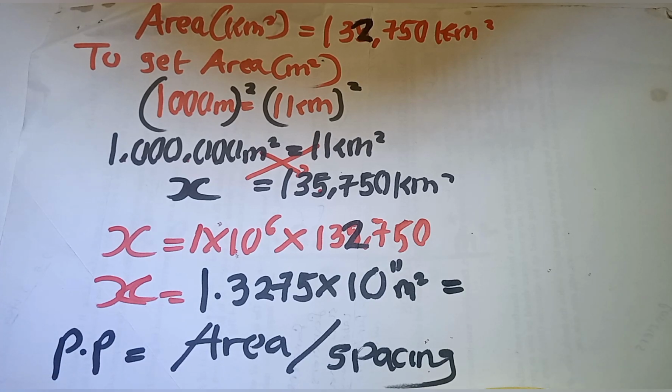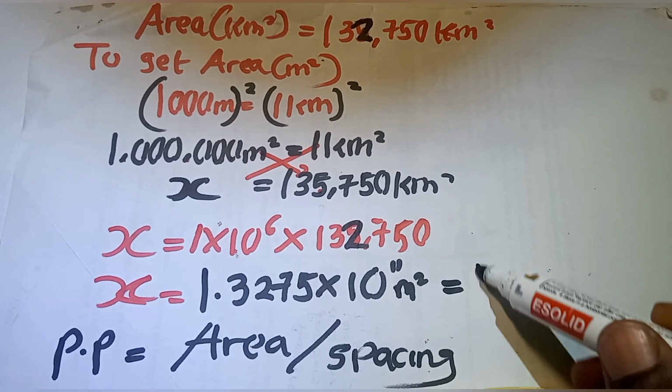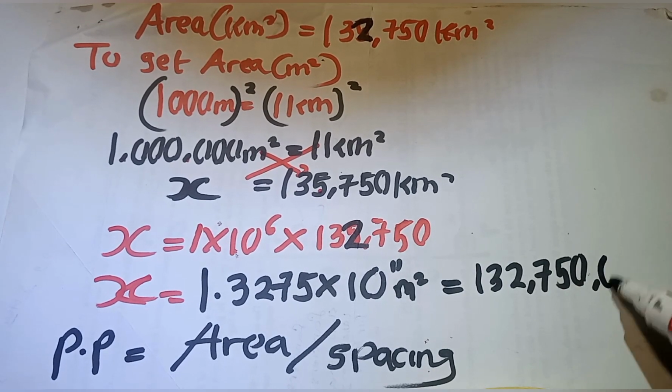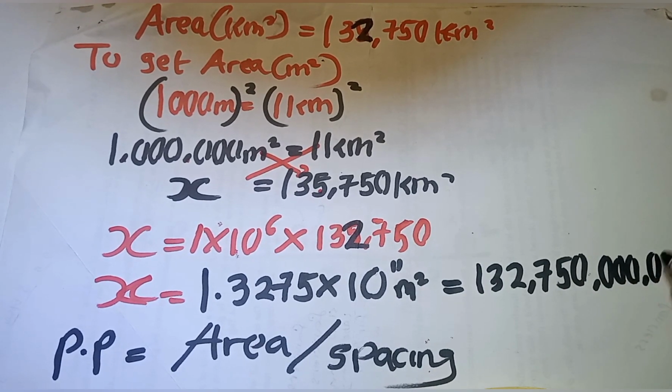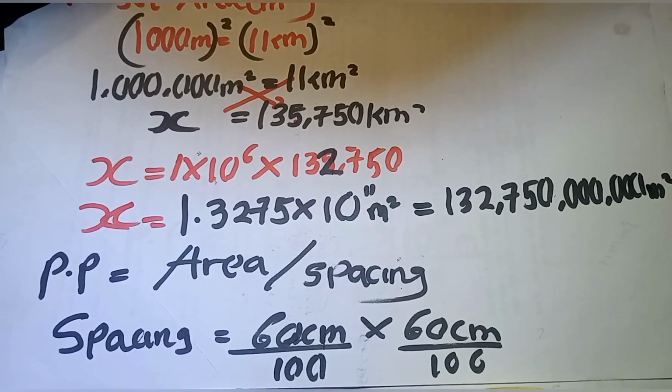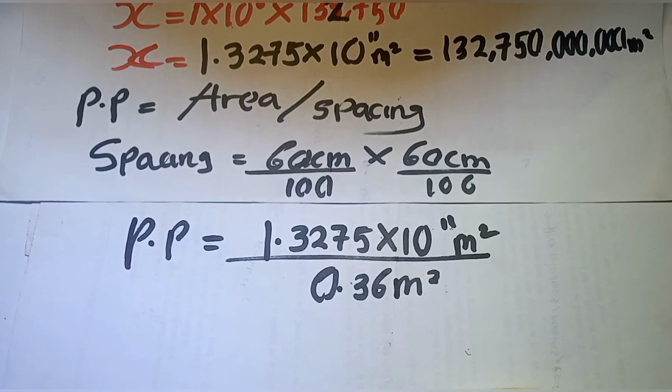However, you can change it to a normal number. So that will be 132,750 followed by lots of zeros, meter square. Have you seen that? It's because it will consume a lot of space. That's the reason why I make it into standard form. You get it? So it will consume a lot of space.